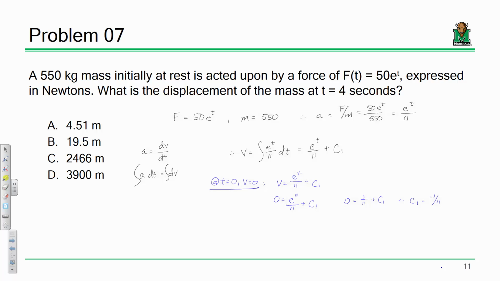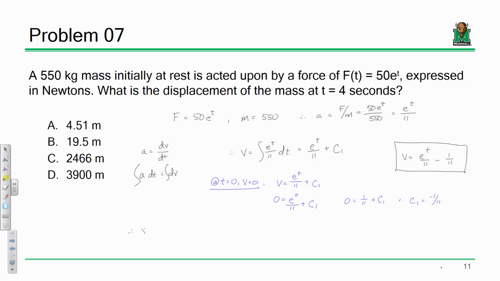What do you think? Not too bad. So v is e to the t over 11 minus 1 over 11. Now that'll tell us the velocity of this particle at any particular point in time. I don't care about that though. What I care about is the displacement of this particle at any point in time. So if I have a function for the velocity, how do I determine a function for the displacement? Integrate it again.